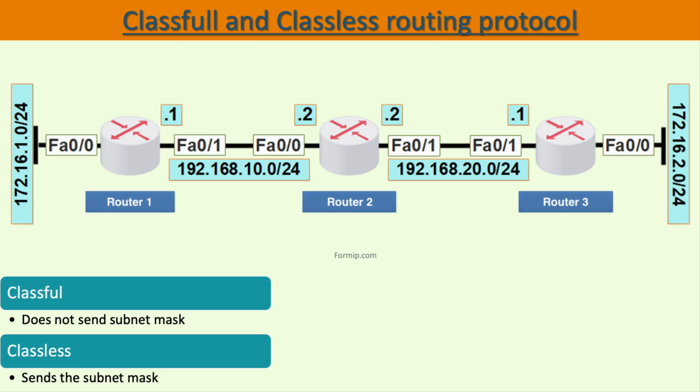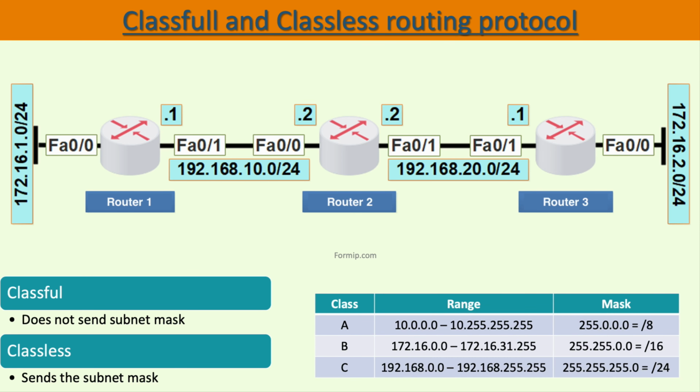Remember, IP addresses come into different classes. IPs in 172.16 are Class B addresses, and the ones in 192.168 are Class C addresses. Class B has a default mask of 2 times 255.0.0, and Class C, its mask is 3 times 255.0. A classful routing protocol does not pass the subnet mask in its routing updates.